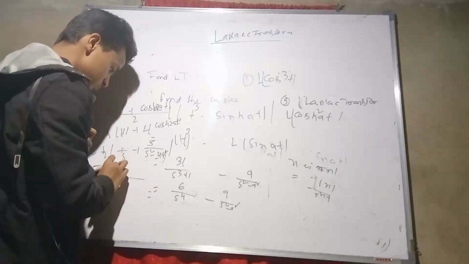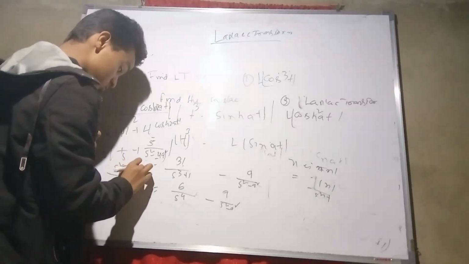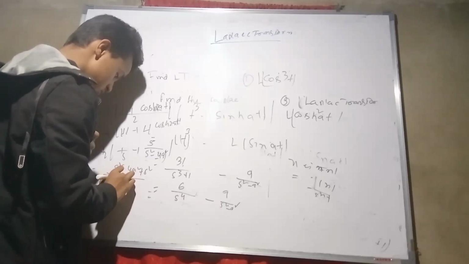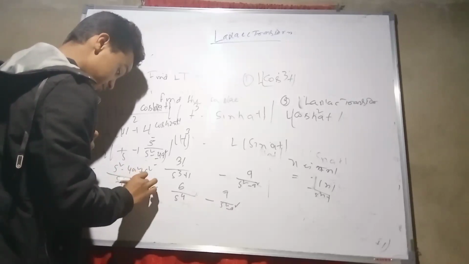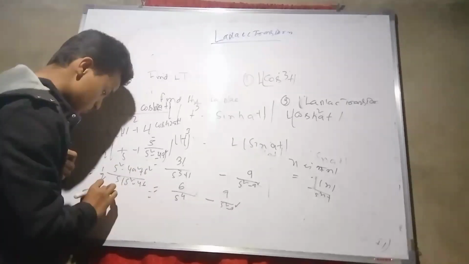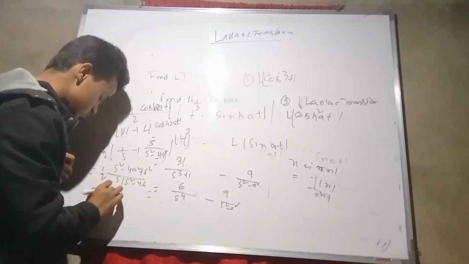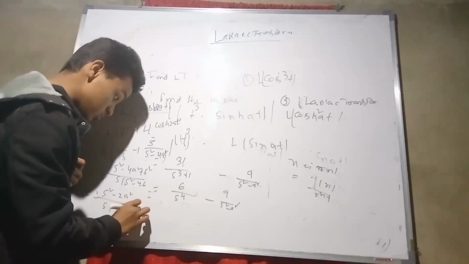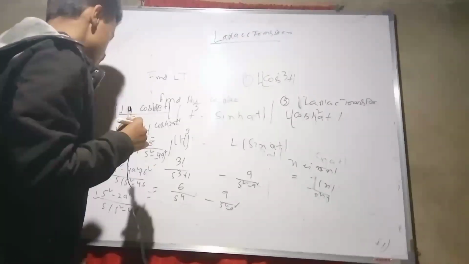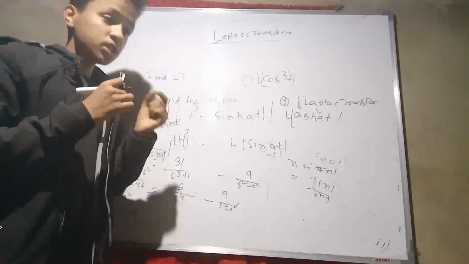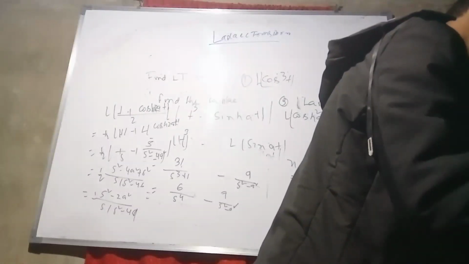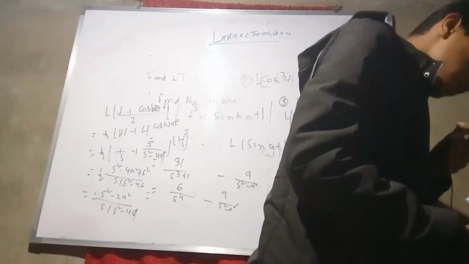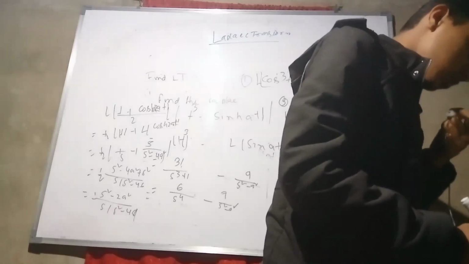So that gives us 1 by 2 of (s square minus 4a square plus s square) upon s(s square minus 4a square). So 2 will be cancelled, giving s square minus 2a square upon s(s square minus 4a square). So that is our Laplace transform. You can easily find it. So that's for today's video. Can you find the next question?